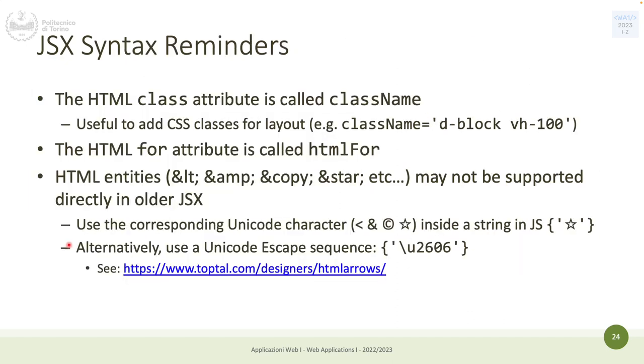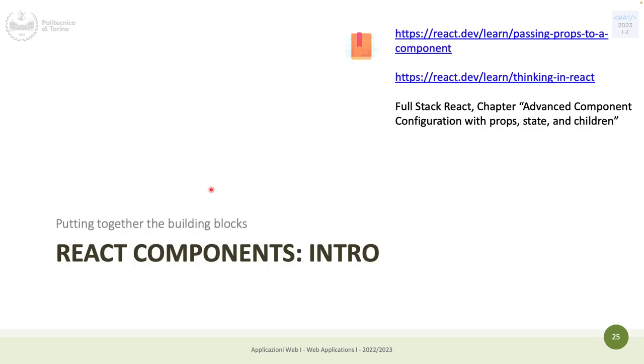Okay, this is just a reminder of what was written before. HTML entities may not be supported directly in older JSX, so the commercial e-copy, e-star, and so on may not be supported. But you can use the Unicode value if you want, because JavaScript supports Unicode, and so JSX supports Unicode. So you can directly use a star as a string, or the copyright symbol as a string, or any emoji that you want, directly in the code.